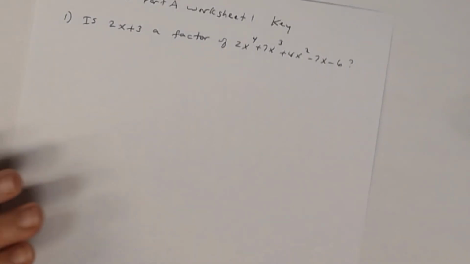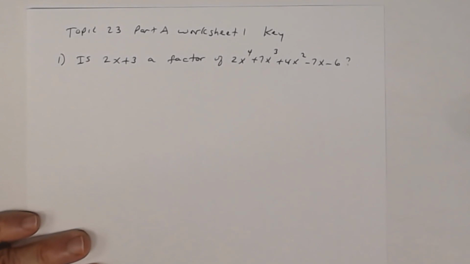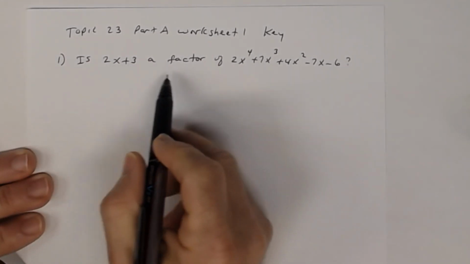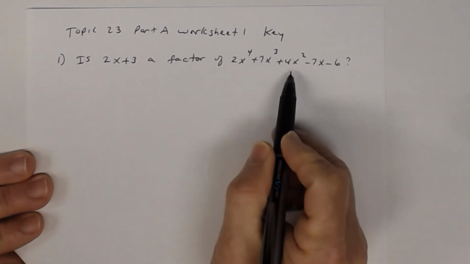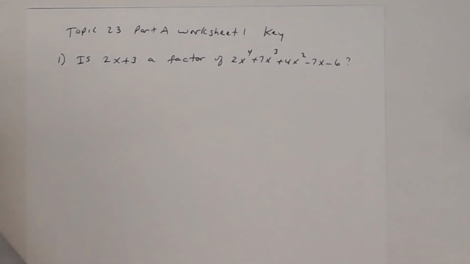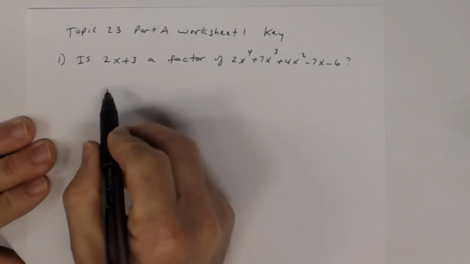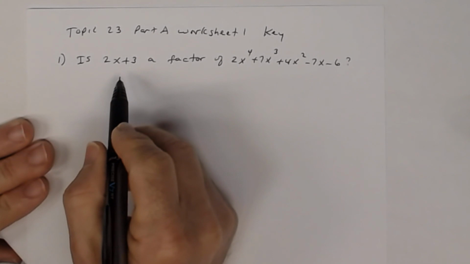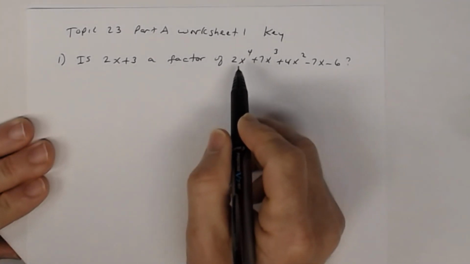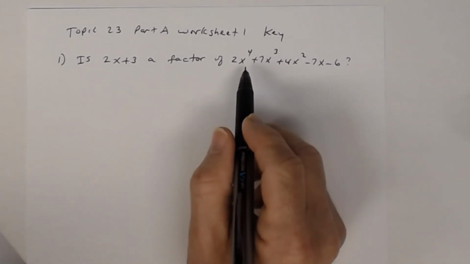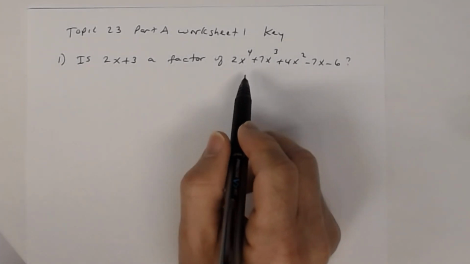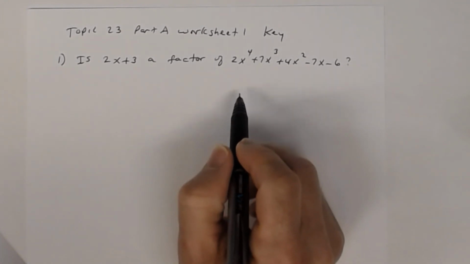So in number one, we have this problem. It says, is 2x plus 3 a factor of 2x to the fourth plus 7x cubed plus 4x squared minus 7x minus 6? All right, so we're going to use long division. Remember the process of long division. Your dividend and your divisor must be in descending order. And if there's any missing terms, you need to write it as a zero term.